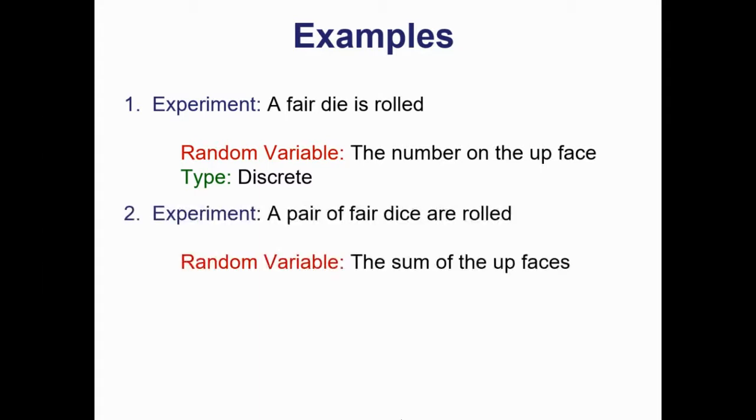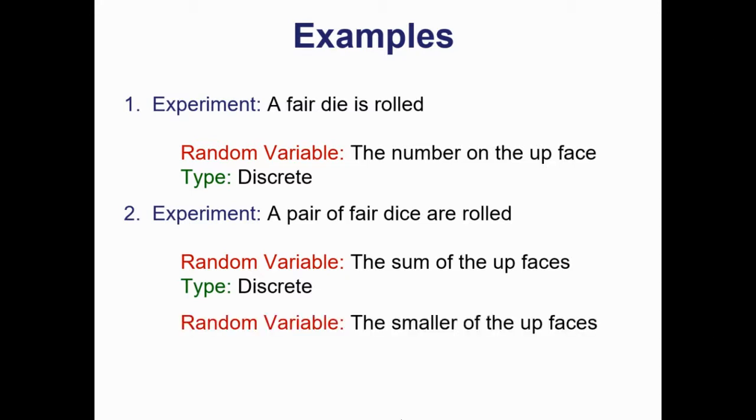Number 2, a pair of dice are rolled. The first variable we're going to look at on number 2 is the sum of the up faces. Brandon's group, what did y'all say that one was? That's discrete. What about the next one? The smaller of the up faces. That one's also discrete. We're still talking about a pair of dice.